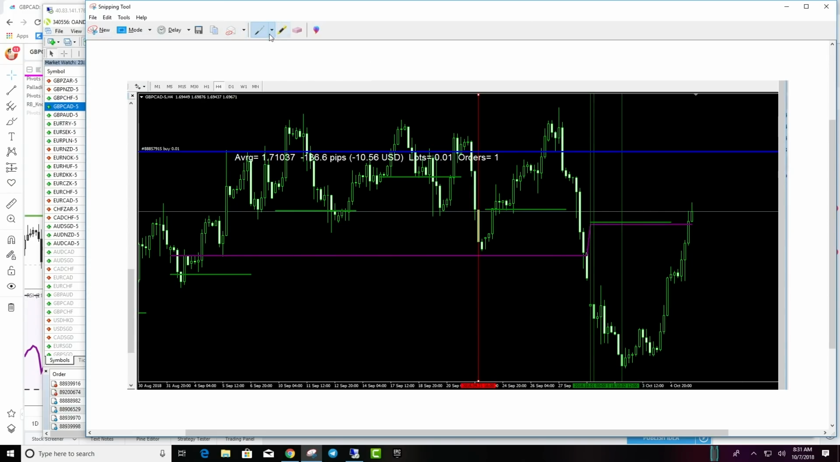So price was falling, the British pound was falling, and my robot took a trade here and a trade here. It bought as it was falling.